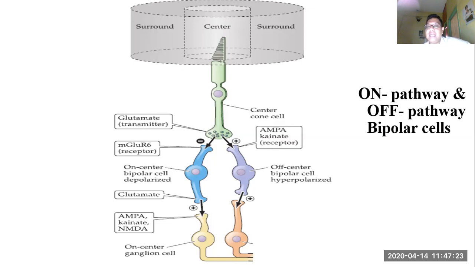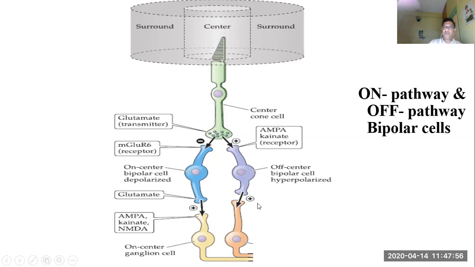It doesn't release any neurotransmitter downstream. So this neurotransmitter is not released. In the presence of light, this neurotransmitter is not released, and then this neurotransmitter is not released. This whole pathway becomes less active. So in the presence of light, this pathway becomes activated. This is the on pathway. In the presence of light, this pathway is inactivated. This is the off pathway.